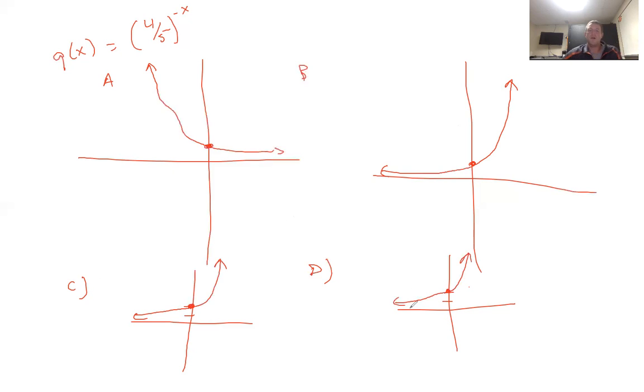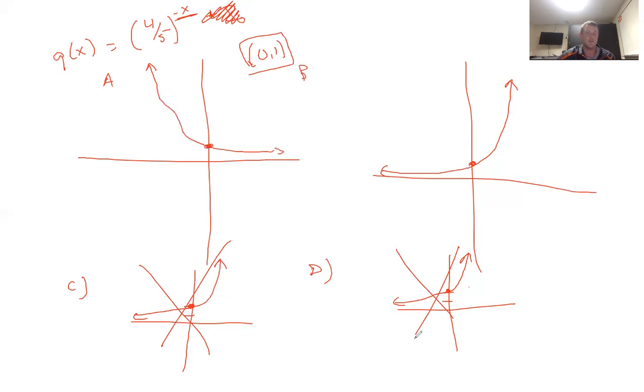Okay. So notice there's nothing up here. There's nothing out here that says +1 or +2 or +3 that would move the graph up or down. And there's nothing in here that would move it left or right. So you need to understand that anytime it's just x or negative x, the point (0, 1) has to be in your graph. Which means this one's out and this one's out. These two are the only ones that are left, A and B.